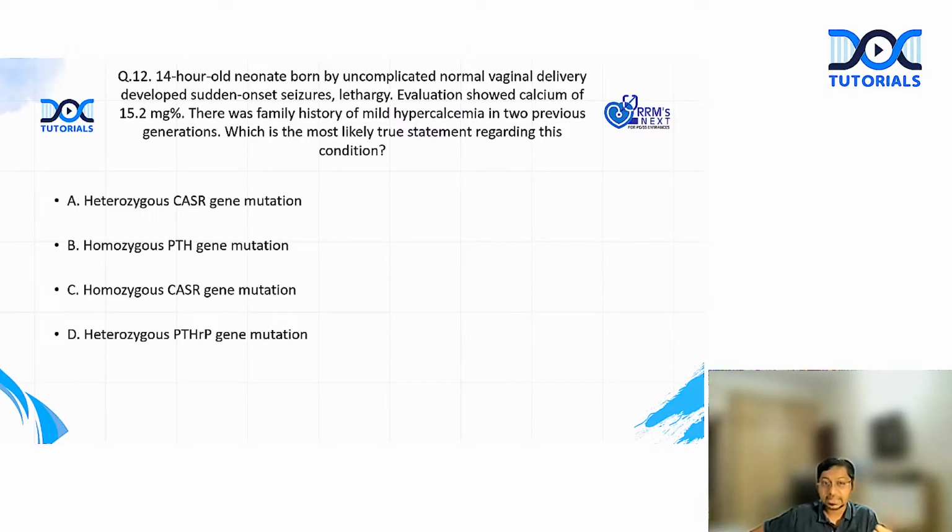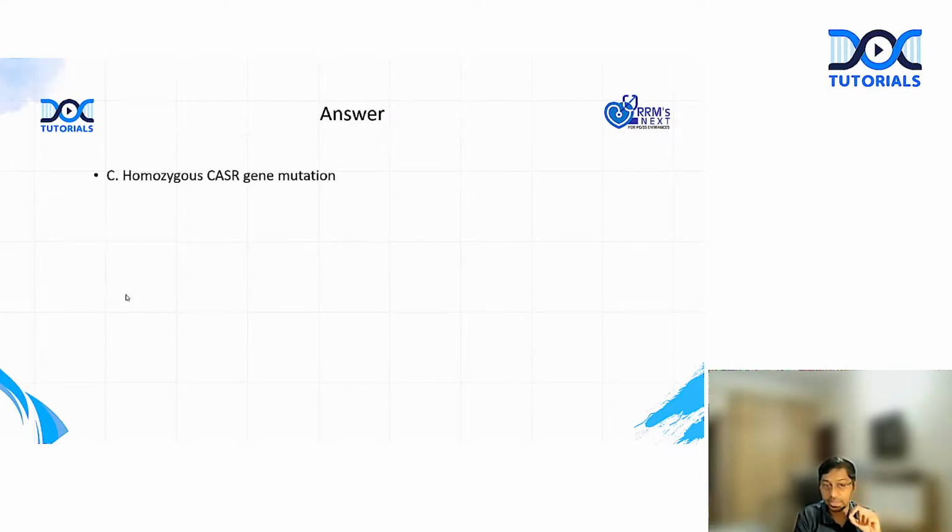Heterozygous CASR gene mutation, homozygous PTH gene mutation, homozygous CASR gene mutation, or a heterozygous PTH related peptide gene mutation. So this is a very classical, peculiar scenario, sudden onset severe hypercalcemia in a neonate. This is a classical scenario where you have a homozygous calcium sensing receptor gene mutation. So the correct answer is C, that is homozygous calcium sensing receptor gene mutation.